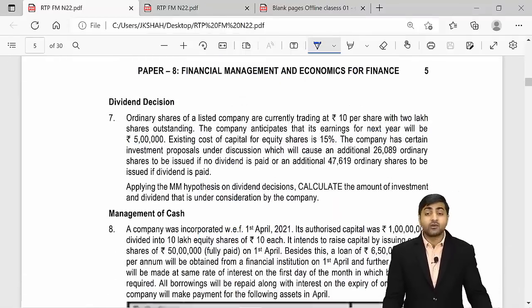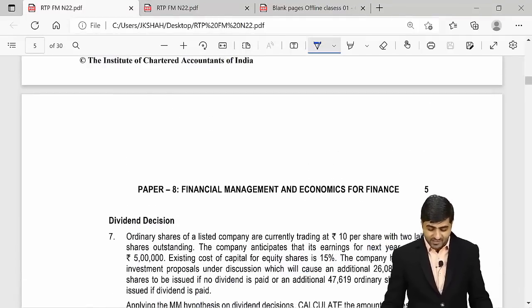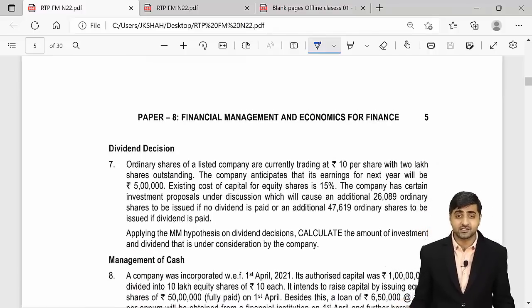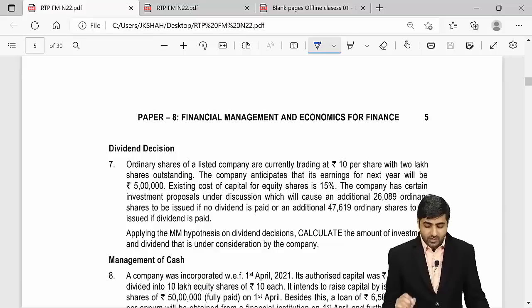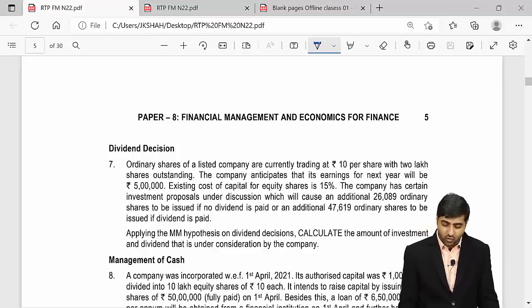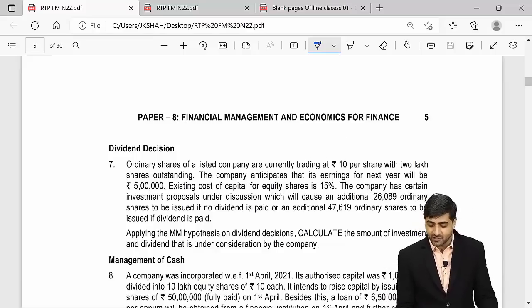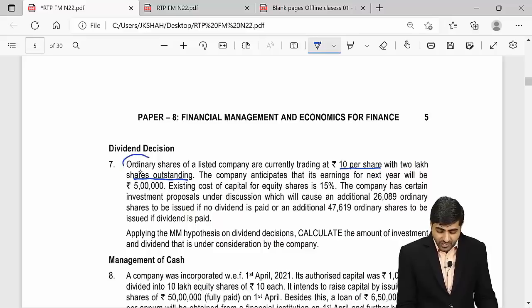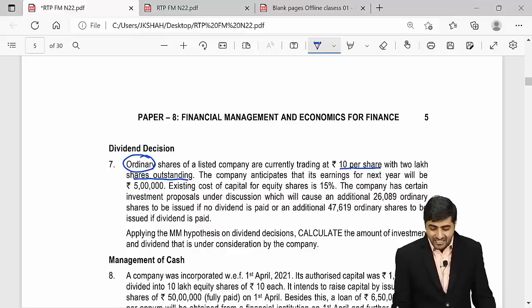Okay students, so now let us start with your question number 7, that is regarding your dividend decisions. Now in this particular question, see what is given to you. Ordinary shares of a listed company are currently traded at rupees 10 per share with 2 lakh shares outstanding. Ordinary shares means your equity shares which are available at rupees 10 per share, and the number of shares existing is 2 lakhs.